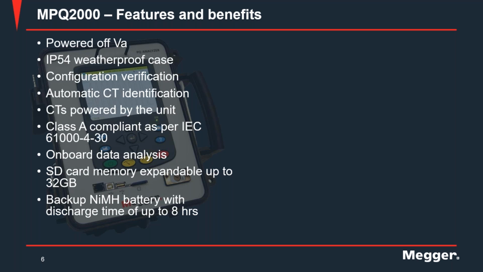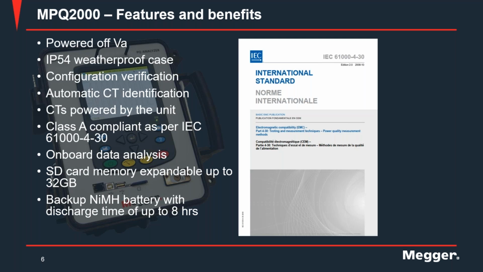There's an IEC standard called 61000-4-30, which is the standard for power quality measurement techniques. That standard mentions 3 types of instruments: Class A, Class B, Class S. Class A have the most stringent requirements, and the MPQ 2000 is a Class A compliant instrument.